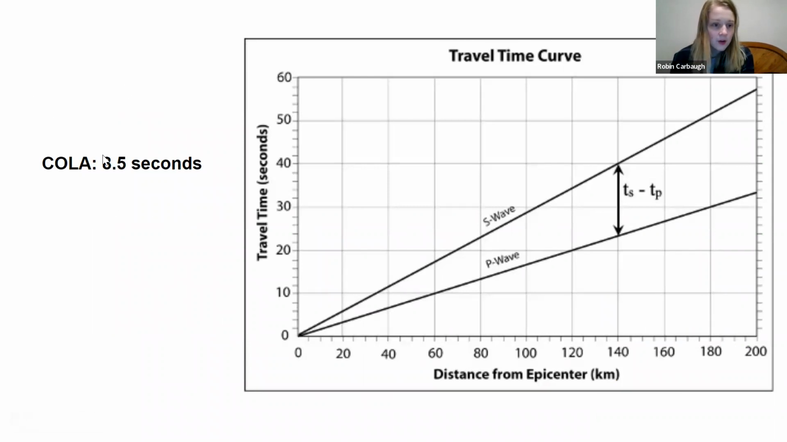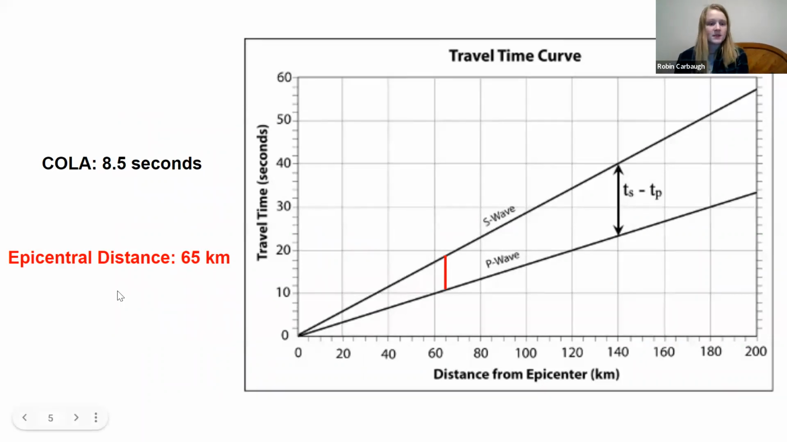And so, yep, for Kola, I found 8.5 seconds. And we want to find where 8.5 seconds fits within here. So this gap here is 8.5 seconds. That's what we're looking for. And then you can come down. That's hitting around 65 kilometers. So the epicentral distance for Kola, I was finding 65 kilometers, give or take.